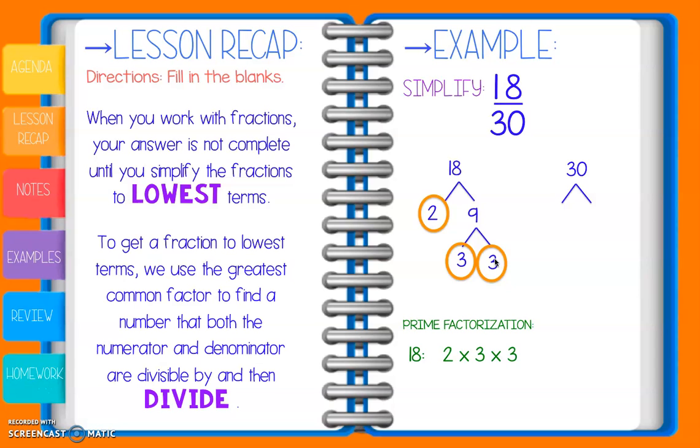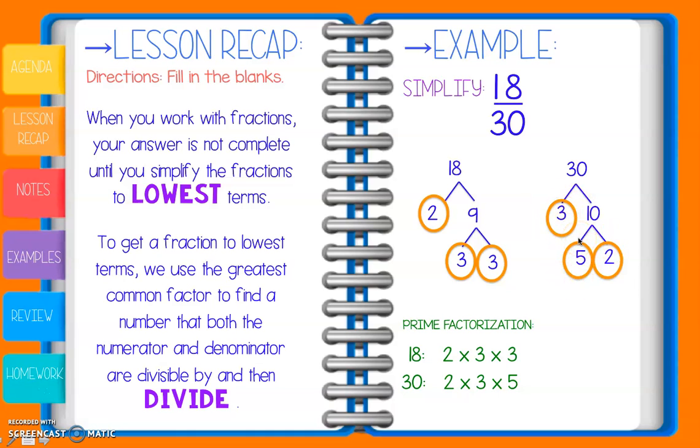Okay, we're going to do the same thing for 30. I know that 3 times 10 is 30. 3 is prime, so I'm going to circle it. 10 is not, so we're going to break it down to 5 times 2. Now, 5 and 2 are prime, so I'm going to circle those. And then I'm going to write the prime factorization for 30, and that is 2 times 3 times 5.